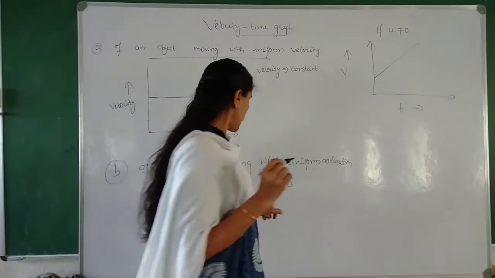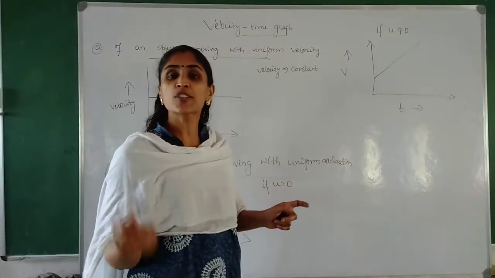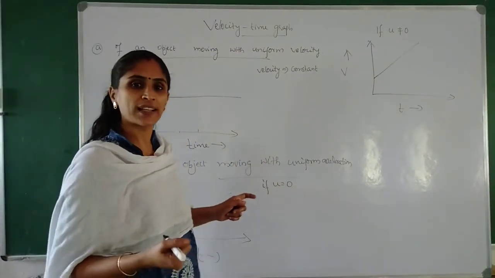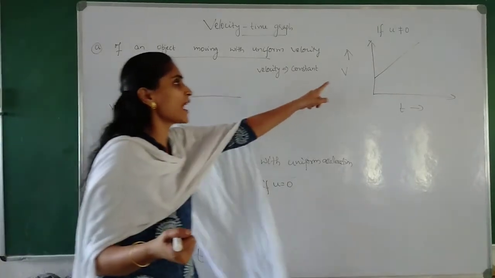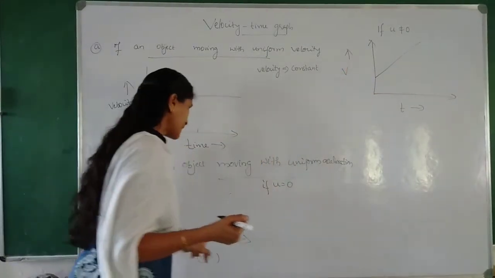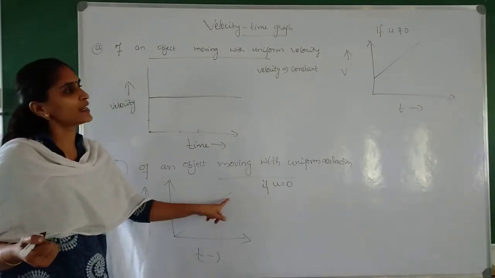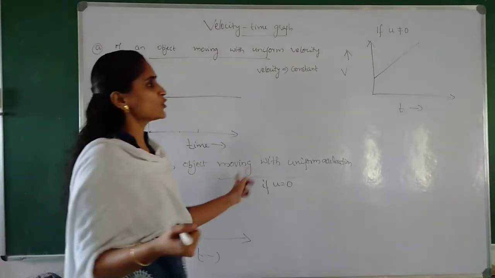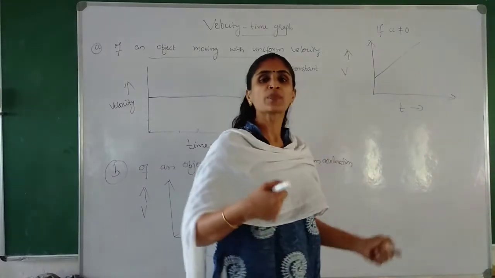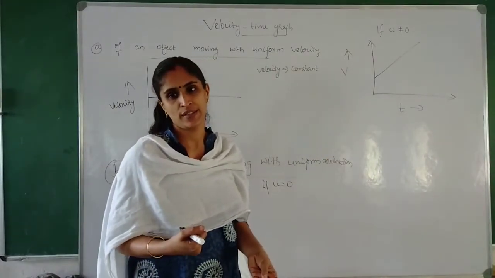Okay, so these two graphs correspond to positive acceleration. Why is it positive acceleration? Here in both graphs you can see that as time increases, what happens to velocity? Velocity increases. Okay, so these two graphs correspond to positive acceleration.